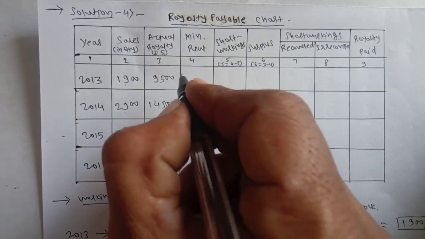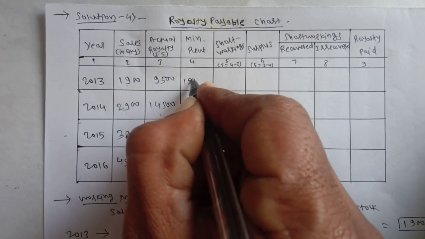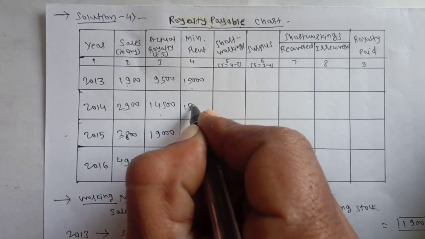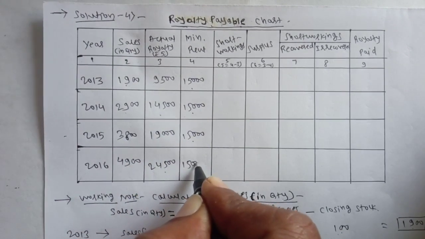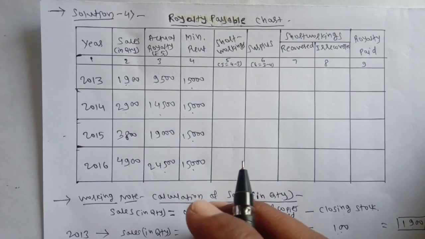Now the minimum rent, which is given in the problem. How much is it? It is fixed every year: 15,000, 15,000, 15,000 and 15,000.